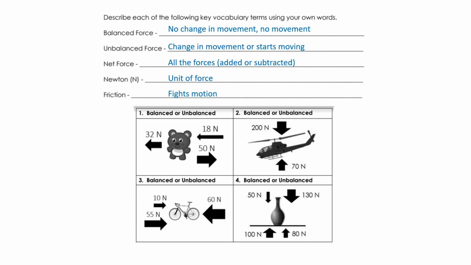And then friction is always going to fight motion. It's going to slow things down. So in these pictures, just figure out if it's balanced or unbalanced. Figure out which ones you have to add or subtract, and then you just circle balanced or unbalanced.